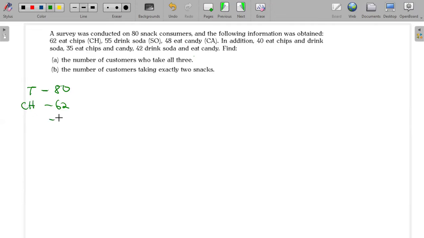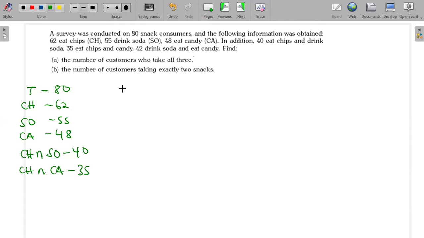Then 55 drink what? Soda. So this is drink soda. And then you have 48 who eat candy, so this is CA. In addition, they're telling us that 40 eat chips and drink soda. So chips intersection soda is going to be 40. And then they're saying 35 eat chips and candy. So chips intersection candy is going to be 35.